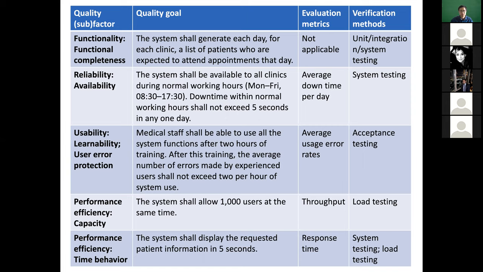So what is the evaluation metric? Here we don't have an evaluation metric. Basically the evaluation is whether this feature is completed or not. What is the verification strategy or verification methods? We can run unit tests to verify this unit. We can run integration tests to verify the integration of these units with the related units. And also we can run system testing to look from a whole system point of view and check whether a feature is fulfilled. So that's for this quality goal.